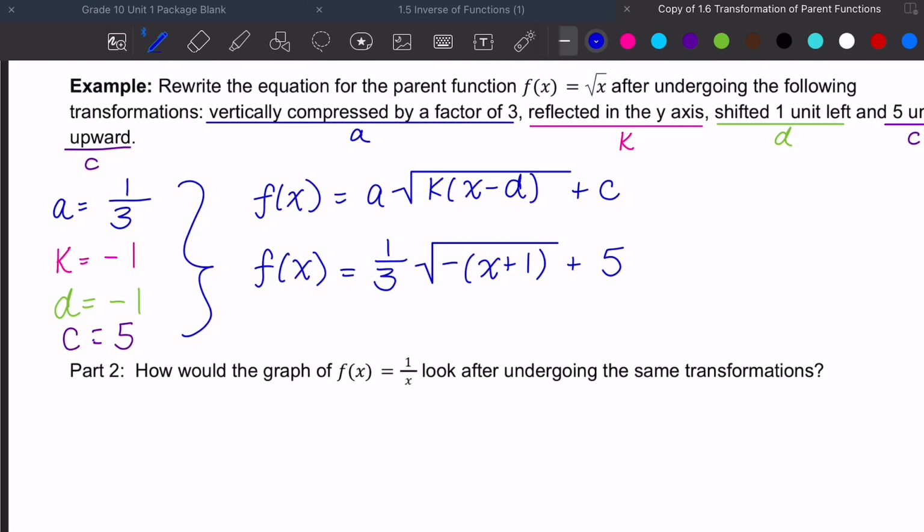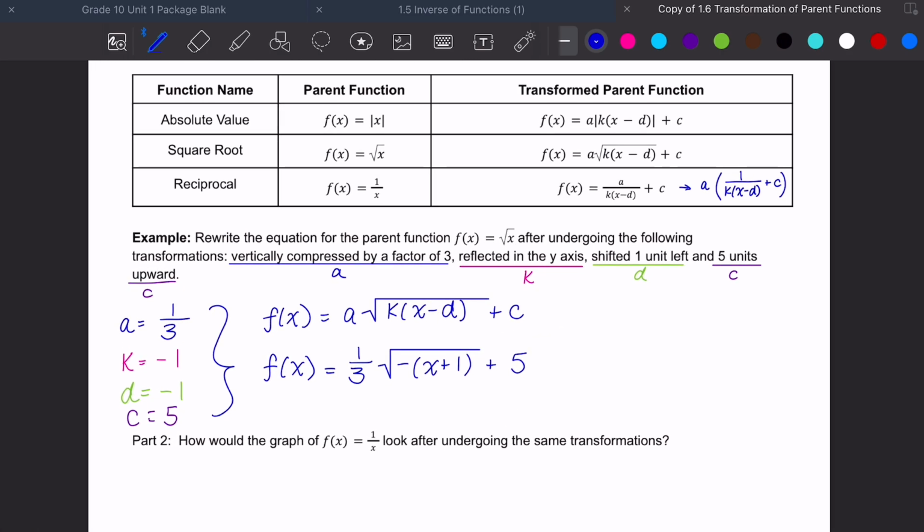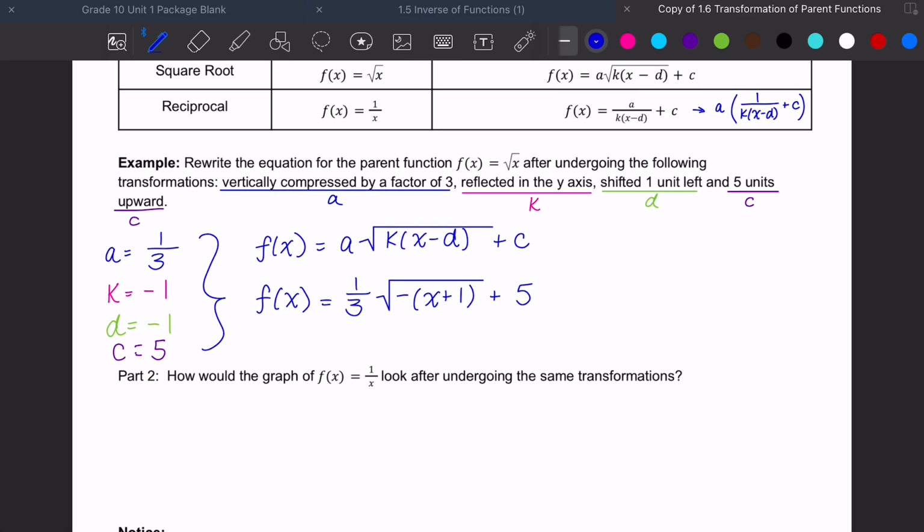Okay, then can I task you with using those same values for A, K, D, and C, can you put it into a reciprocal function? So using the transformed reciprocal one at the bottom, can you plug those same values in and what would it look like? How would that equation look? Do we know? Well, you've got the formatting up here, right? You've got the reciprocal function format, so it's telling you where A, K, D, and C go. So just using those same values, can you just match it to that format?